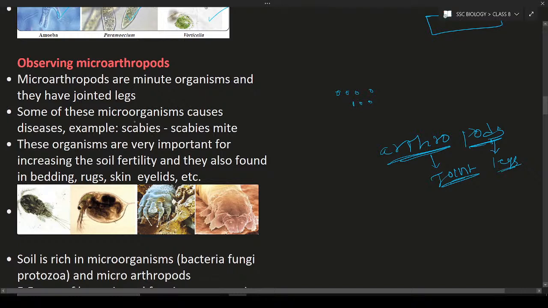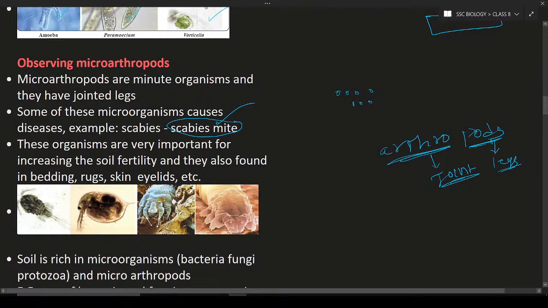Some of these organisms are going to cause diseases. Example, scabies. Scabies is a skin disease caused by the scabies mite. You might have seen some people who all the time itch their skin. That itching of the skin is due to a disease known as scabies. The scabies mite is the organism that causes it.